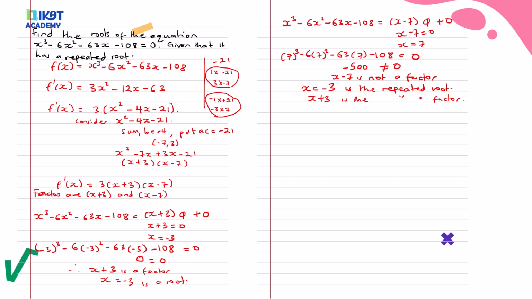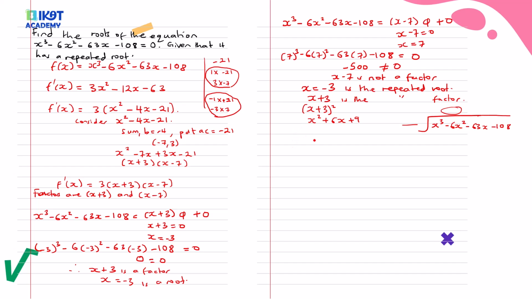Okay, so now since we have the repeated factor, the question wants us to find the root. We can do the same way we did last time, or we can do another way. So x plus 3 squared is a factor. We can expand this to x squared plus 6x plus 9. Then we use long division like we did last time, x cubed minus 6x squared minus 63x minus 108, then we put this here and find the value here, like we did last time.